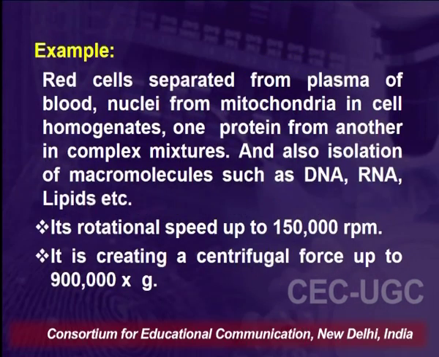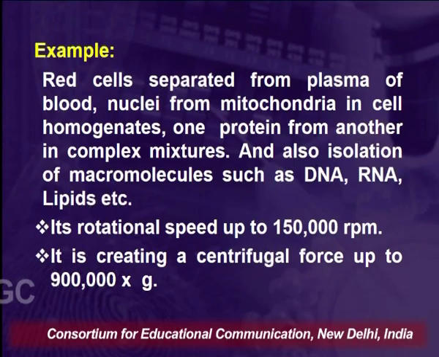Let us take examples: red cells separated from plasma of blood, nuclei from mitochondria in cell homogenates, one protein from another in a complex mixture, and also isolation of macromolecules such as DNA, RNA, lipids, etc., where the rotational speed is up to 150,000 rpm, creating a centrifugal force up to 900,000 G. Such a high speed and centrifugal force can be achieved by ultracentrifuges, and for that we also have to maintain a proper cooling system, because such centrifugal force can lead to heat generation, which can distort the process of the machine.